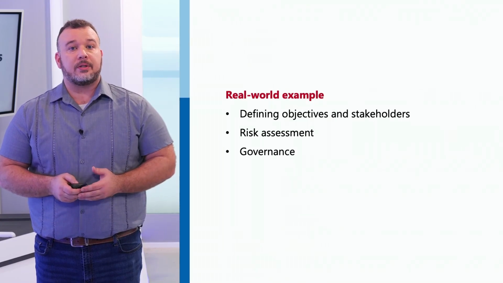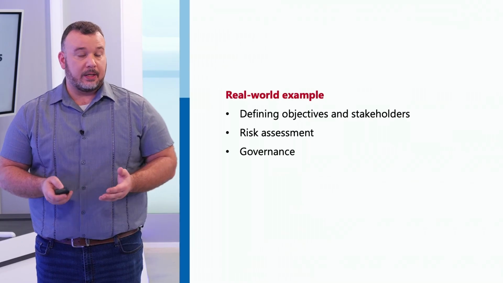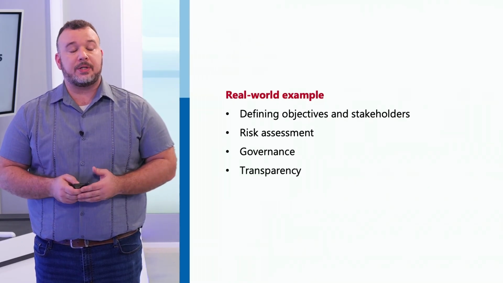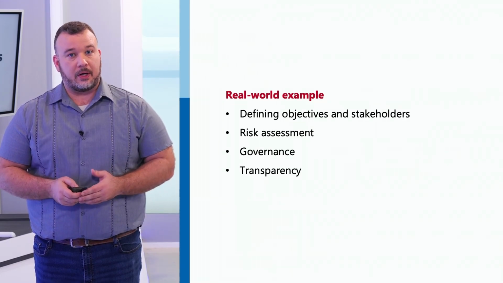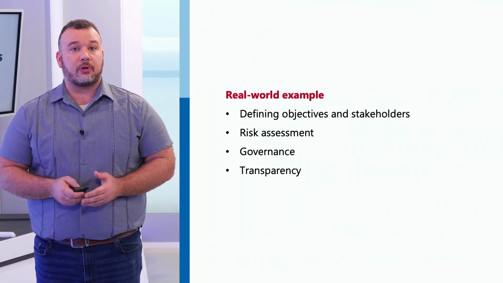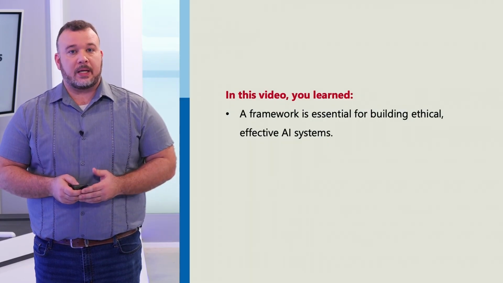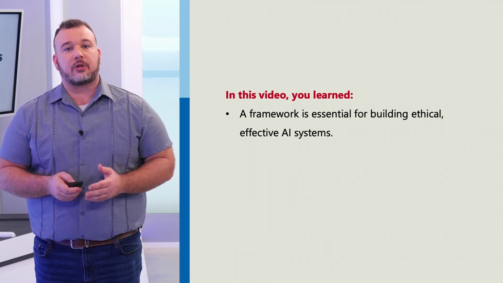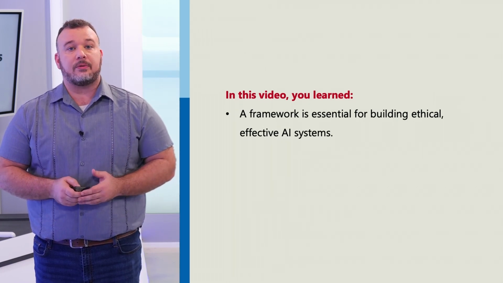Then there's governance. Policies and regular reviews ensure accountability and compliance both. Backing it up is transparency. Clear explanations about how applications are evaluated help build user trust. A framework for responsible AI is essential for building ethical and effective systems by providing a structured approach to align technical objectives with societal values.